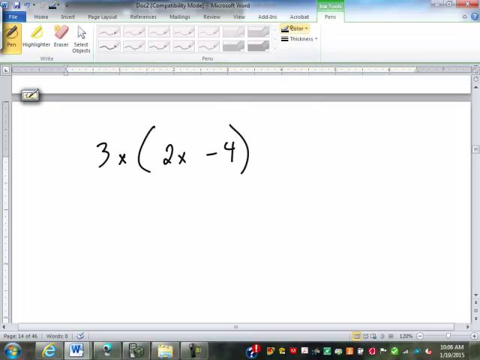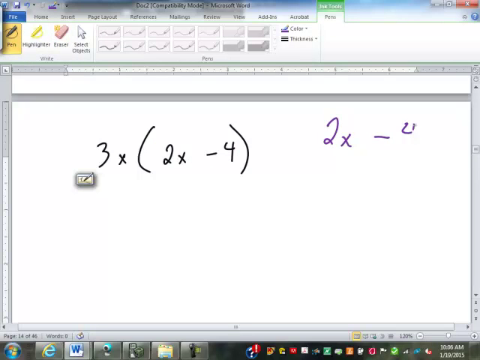We can run into things like this: 3x times, and then in parentheses 2x minus 4. Now you're right, we should check. Is there anything we can do inside the parentheses? No, there's not. So then the next question would be, is there anything that needs to be done to the parentheses? And the answer is yes. It's being multiplied by 3x. So let's do that.